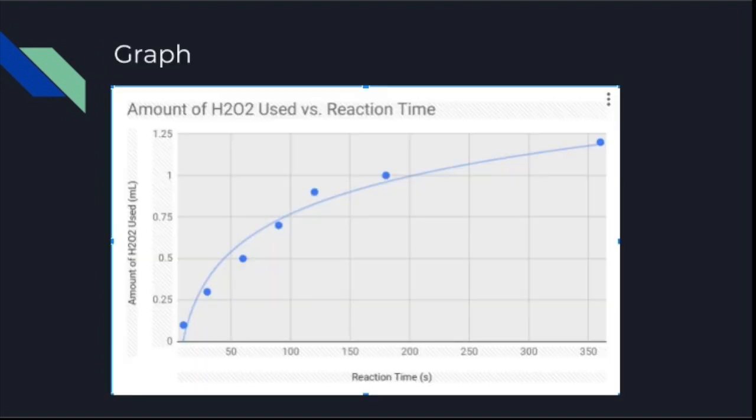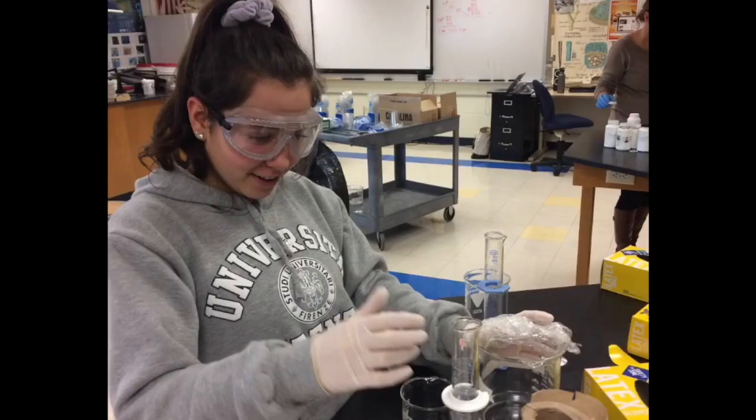This graph is a visual of our hypothesis, with the reaction time as the independent variable and the amount of H2O2 used as the dependent variable. Throughout the lab, we made sure to wear our lab goggles and latex gloves.